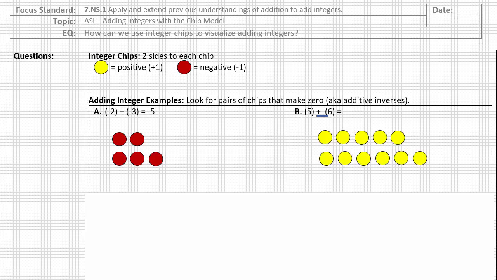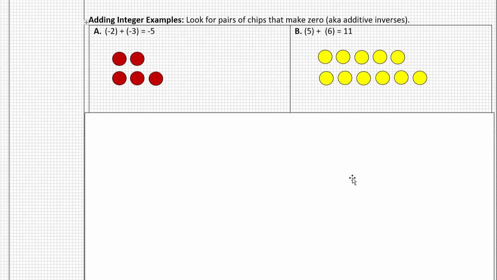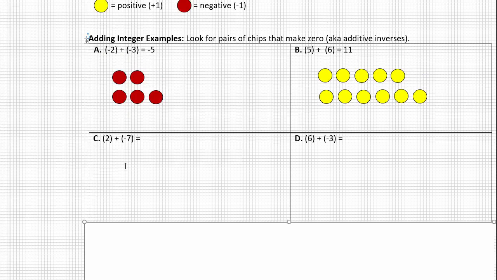Alright, let's see if we agree. So if we take the 5 positives and we add to it 6 more positives, we come up with a total of 11 positives. So 5 plus 6 is 11. Alright, let's do a few more. Go ahead and set up your problems for C and D, laying out your integer chips for each problem and seeing if you can find the total sum. And then resume the video to compare your work with mine.